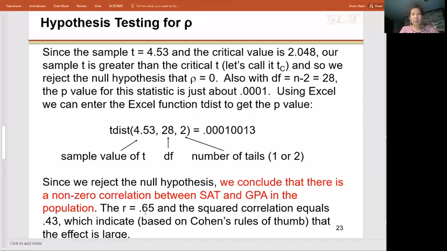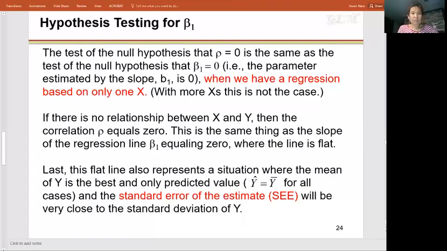So R was 0.65, R square is 0.43. This is much higher than 0.25. According to Cohen's rules of thumb, 0.25 is regarded as a large effect size for R square. Do you remember that slide? Yeah. So since we have only one single variable in the simple regression, beta 1 equals 0 is the same as correlation rho equals 0.